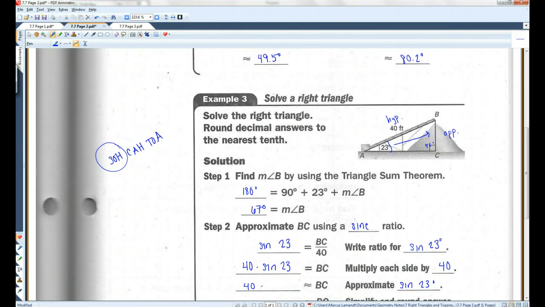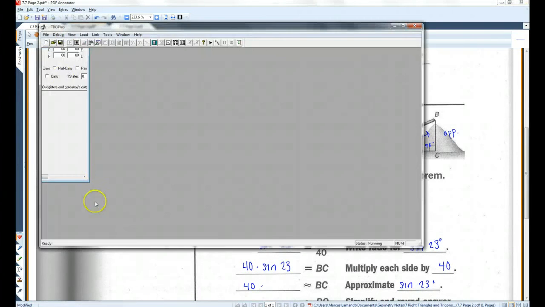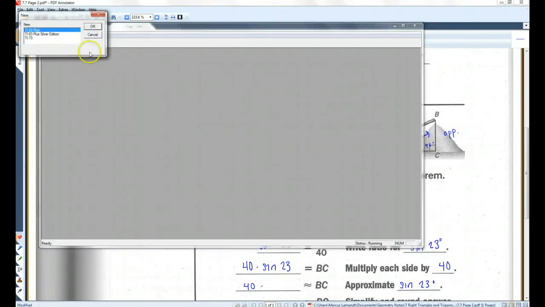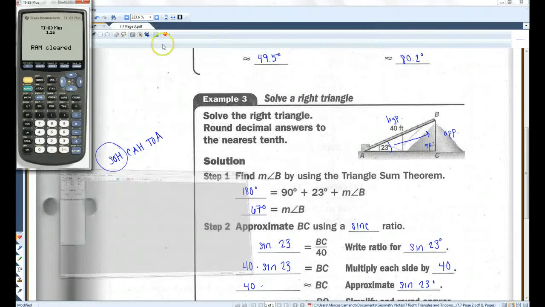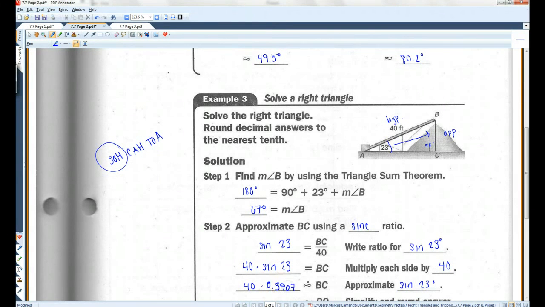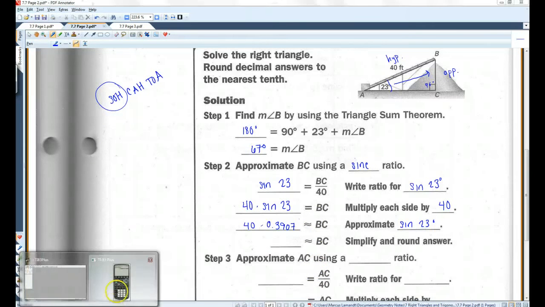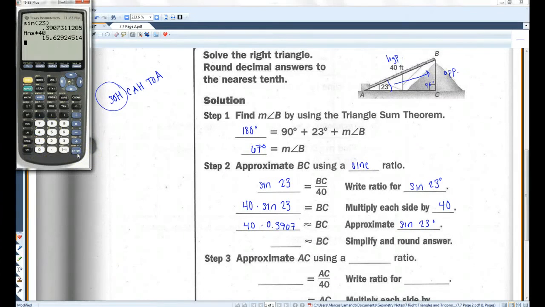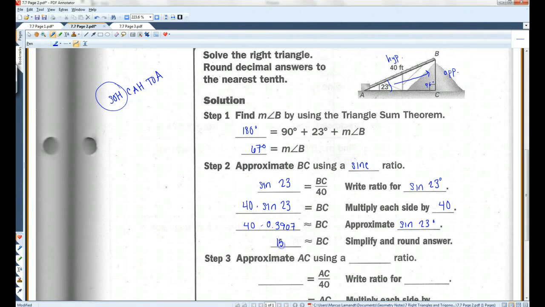40 times, let's find out. Sine of 23. Try that again. Sine of 23. Okay. 0.3907 times 40 is 15.6. So that's BC.